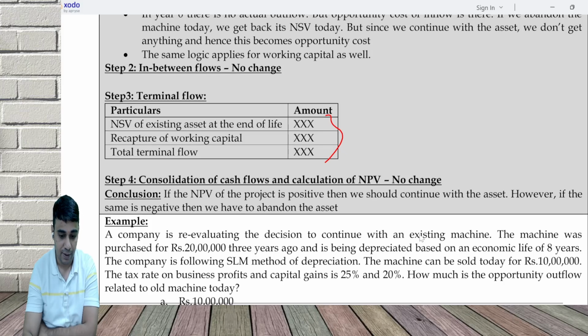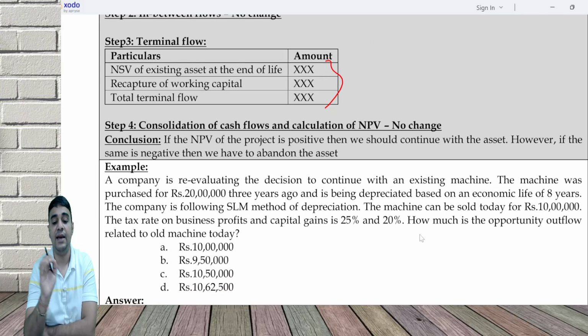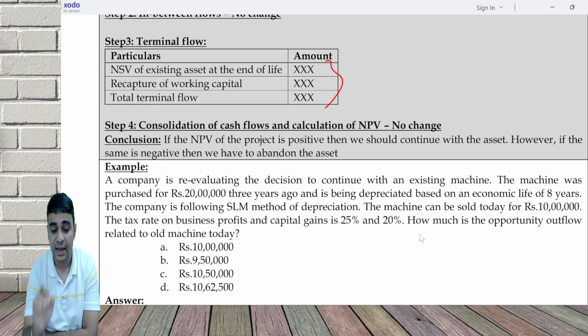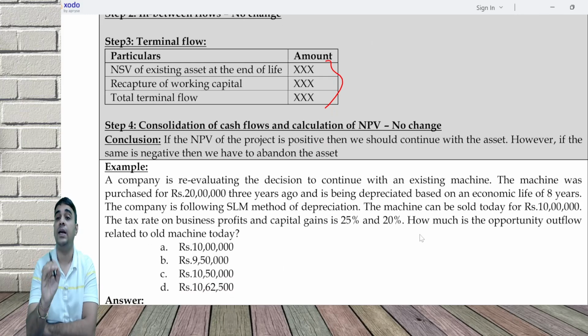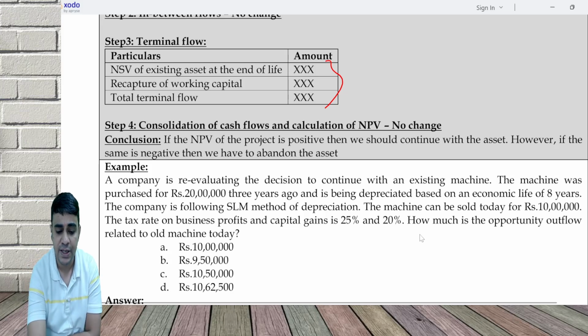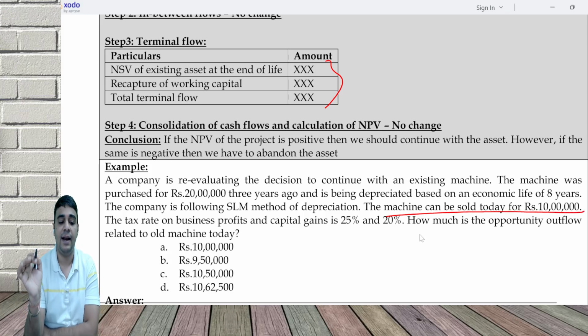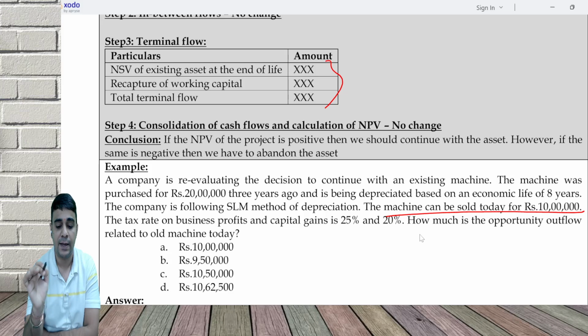Let's take an example. A company is re-evaluating the decision to continue with an existing machine. The machine was purchased for 20 lakh 3 years ago, depreciated based on an economic life of 8 years, SLM method. The machine can be sold today for 10 lakh. Tax rate on business profit and capital gain is given. How much is the opportunity outflow related to the old machine today?